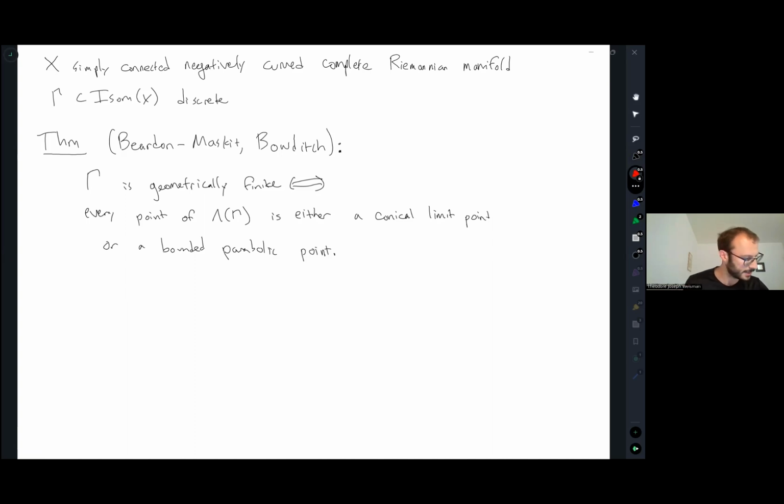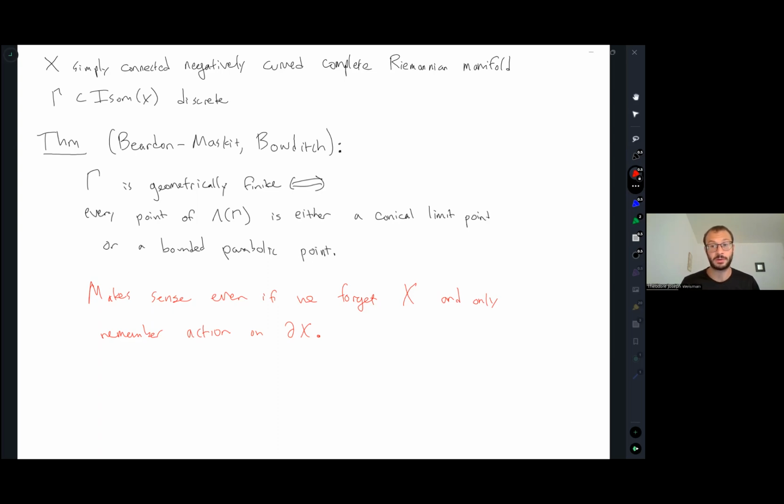And the upshot is that this definition makes sense even if we forget the space X and only remember the action on the boundary of X by homeomorphisms. So in fact, you can take this theorem and turn it into a definition of geometrical finiteness for convergence group actions on compact metrizable spaces, and make sense of what it means for a convergence group to be geometrically finite without ever saying that it is the isometry group of some metric space.